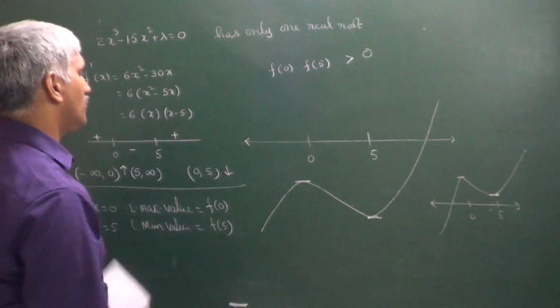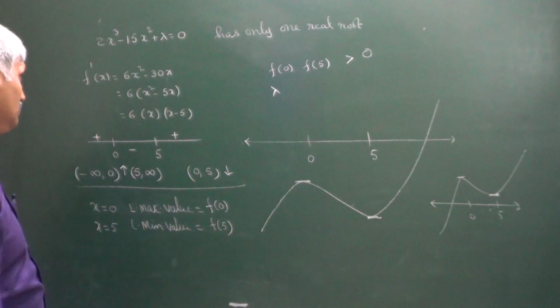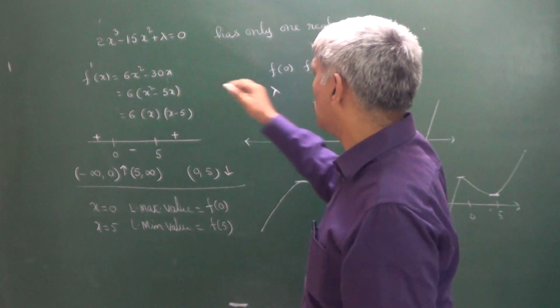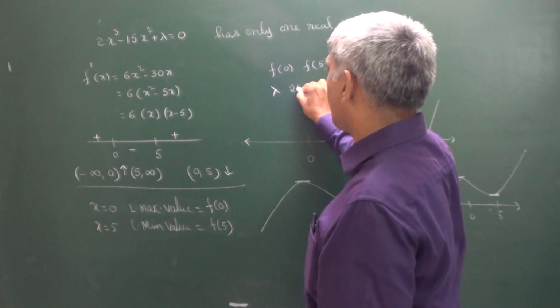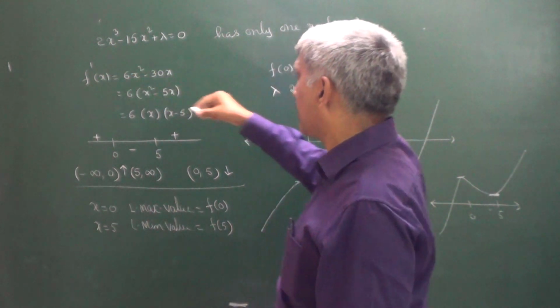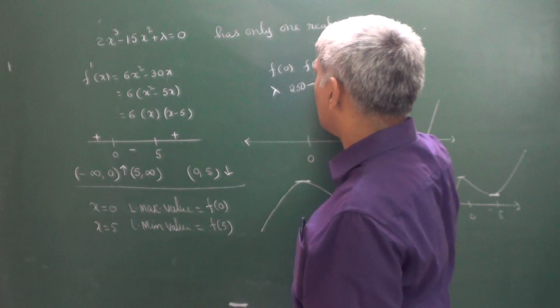Now tell me what is f of 0? F of 0 is equal to lambda. What is f of 5? F of 5 is equal to 250, right? Because x is equal to 5. 250 minus 25 into 15.